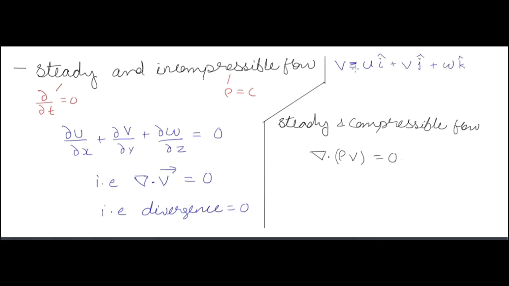Now v is ui plus vj plus wk. u is the component of velocity in x direction, v is the component of velocity in y direction, and w is the component of velocity in z direction.